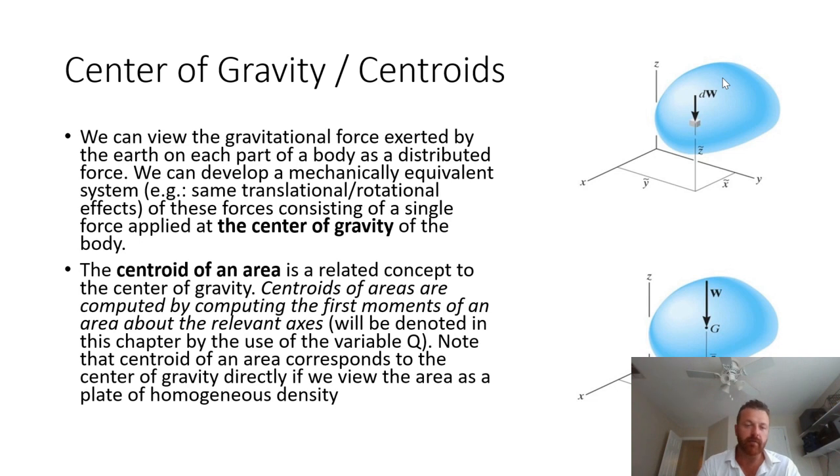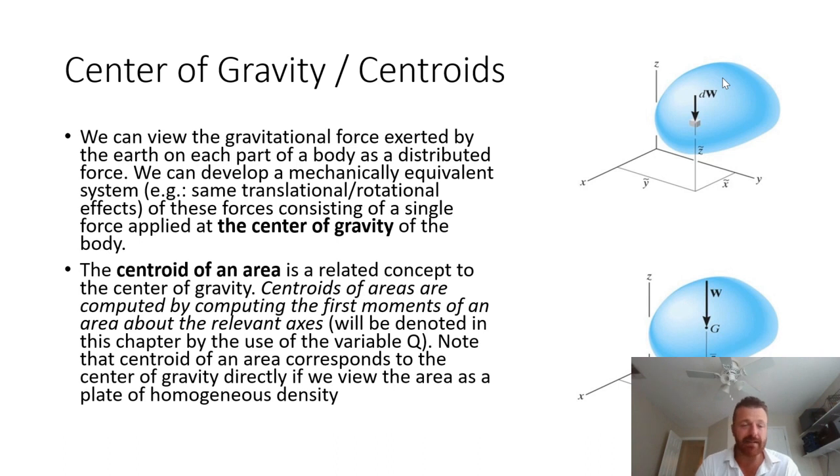So what is the centroid of an area? Well, first and foremost, know that we're going to compute centroids of an area using this concept of moments of an area about an axis. And we'll talk about how to do that a little bit later in this video and through the examples later on in the chapter. But know that we're going to see this variable Q a lot, and it's going to be easy to forget what the variable Q represents, but it represents the moment of an area about a particular axis. So we're going to compute it using that tool from calculus.